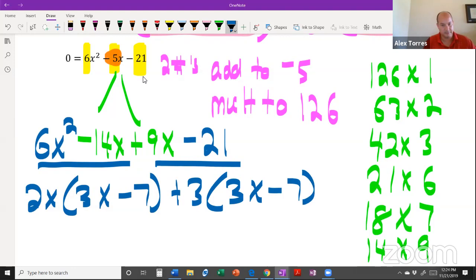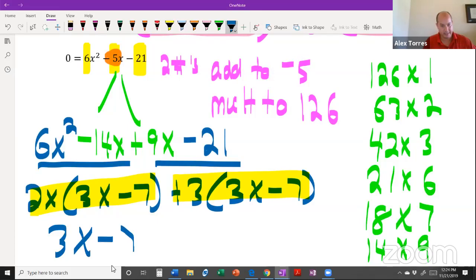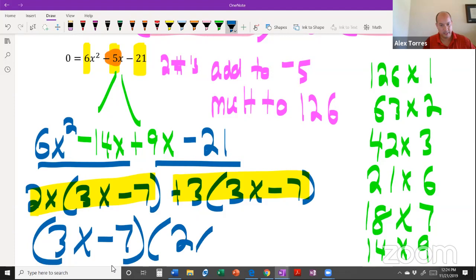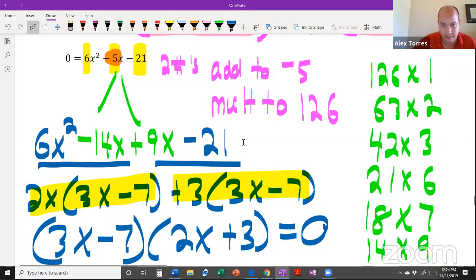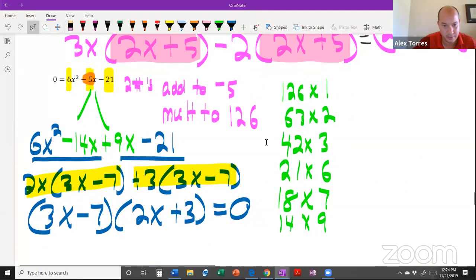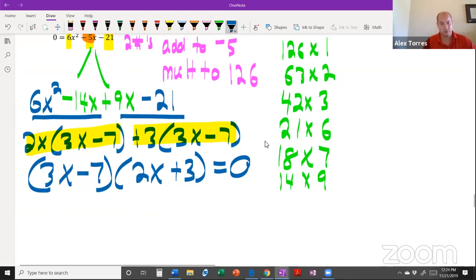3x minus 7. So now we have these two terms, and they both have a factor of 3x minus 7. So we can factor out 3x minus 7, and that leaves us with 2x plus 3. By the way, because this is all equal to 0, even though we weren't including that up to this point, the zero product rule says that you can set both of these equal to 0 now.